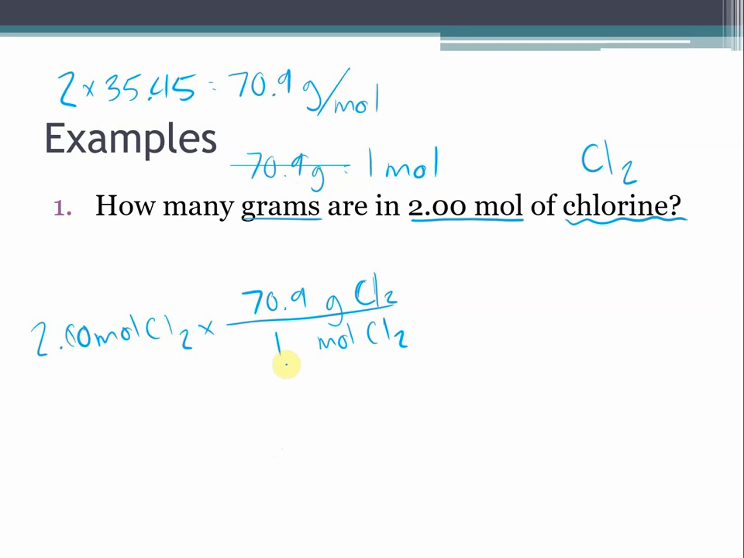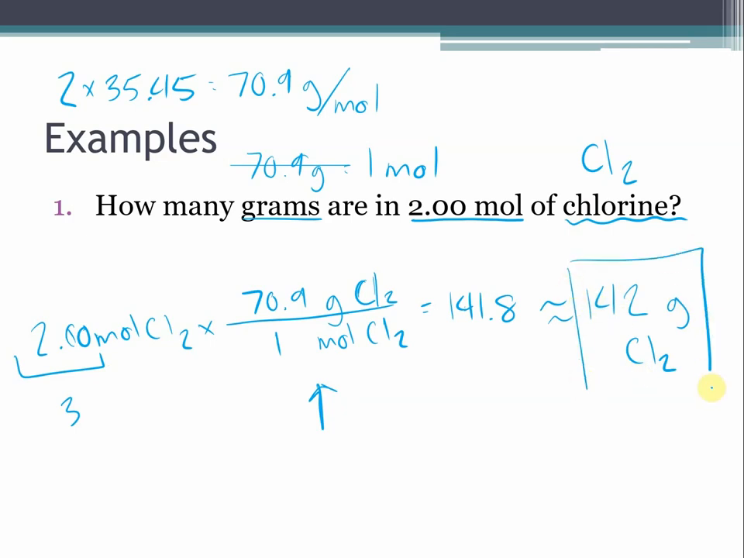Then you can multiply, and 2 times 70.9, your calculator is going to tell you that that is 141.8. Be smarter than your calculator. This fraction is a conversion factor. It's not going to affect your sig figs, but we did start with this number. It does affect our sig figs. There are 3 sig figs here. We need 3 in our answer, so we are going to round this to 142 grams of Cl2. You need your number, you need your unit, and you need the thing you're talking about. That is your answer.